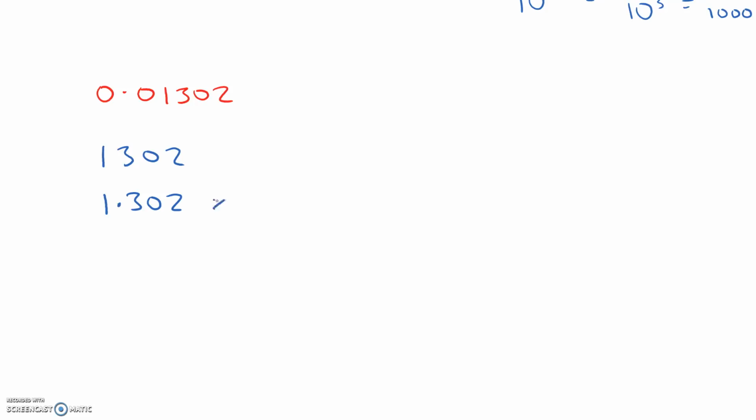Now we need times 10 to some power. We should have already spotted this time we want a small number here, so we know we're going to get a negative power. All that's then left to work out is how many times I moved that decimal place. Well, in my 1.302, my decimal would be there. And this time it's jumped 2 places. So 0.01302 is equal to 1.302 times 10 to the power of minus 2.